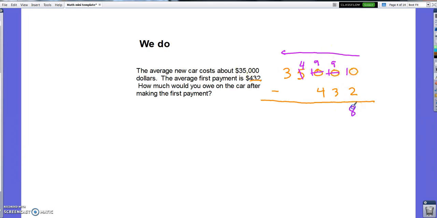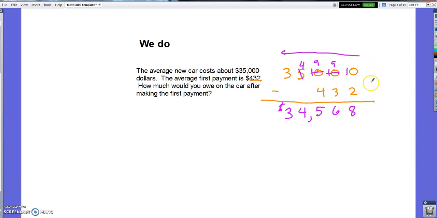10 minus 2 is 8. 9 minus 3 is 6. 9 minus 4 is 5. 4 minus 0 is 4. 3 minus 0 is 3. And it would still owe $34,568 after that one payment. Boy, that's sure still a lot to owe.